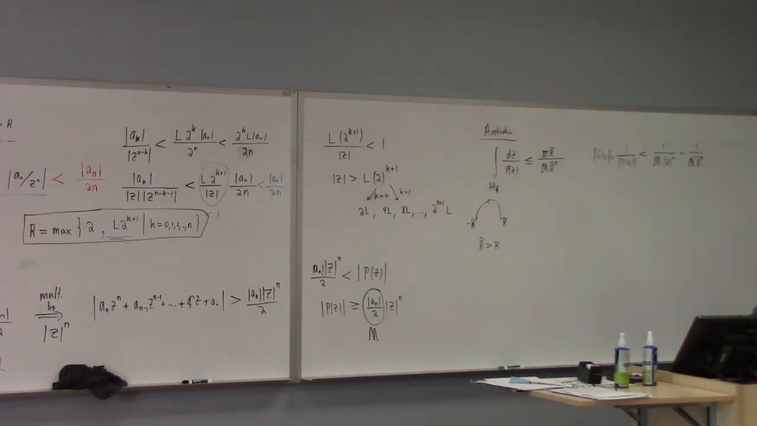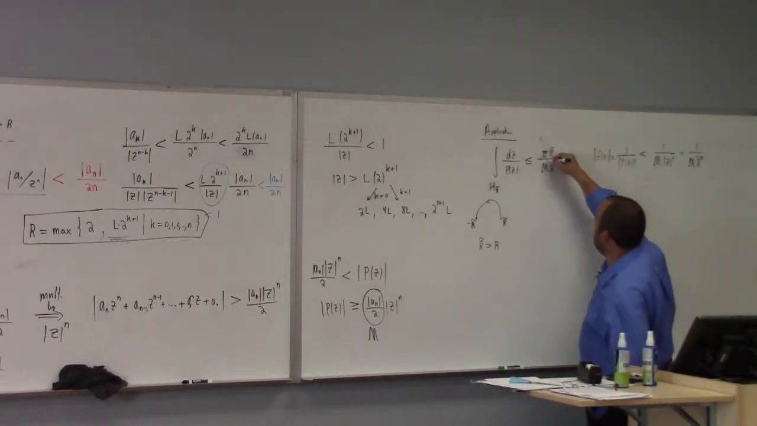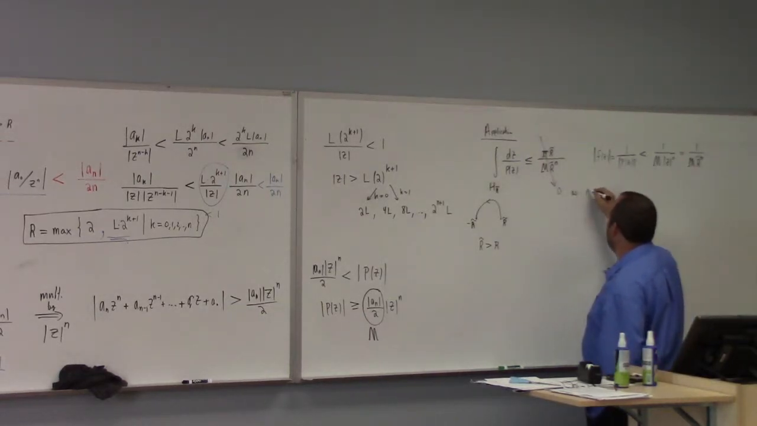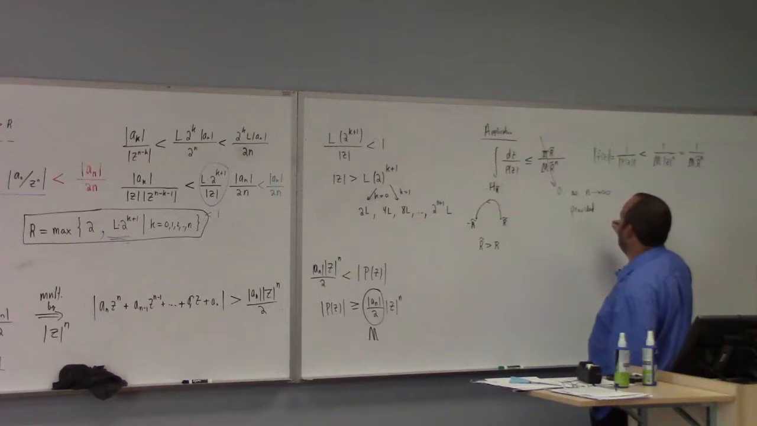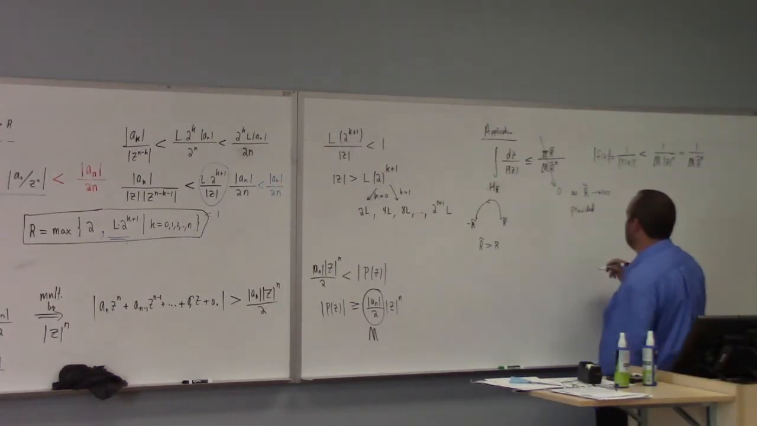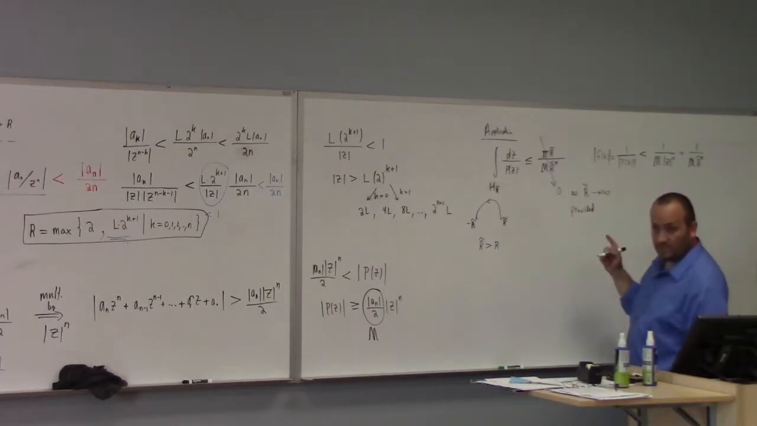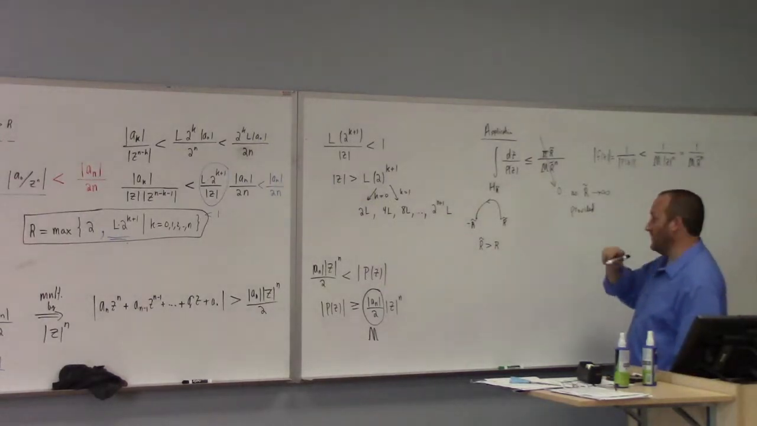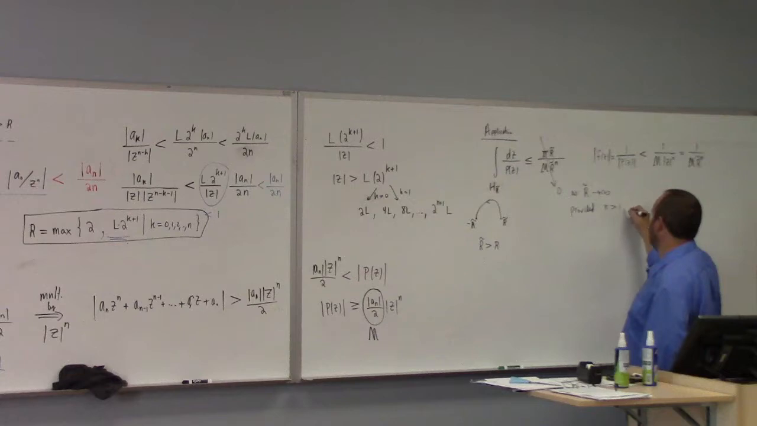Well, not yet. What happens as r tilde goes to infinity? Right, so this goes to 0 as r tilde goes to infinity, provided what? Provided n is greater than 1, yeah. I shouldn't say as n goes to infinity; I should say as r tilde goes to infinity. Sorry.